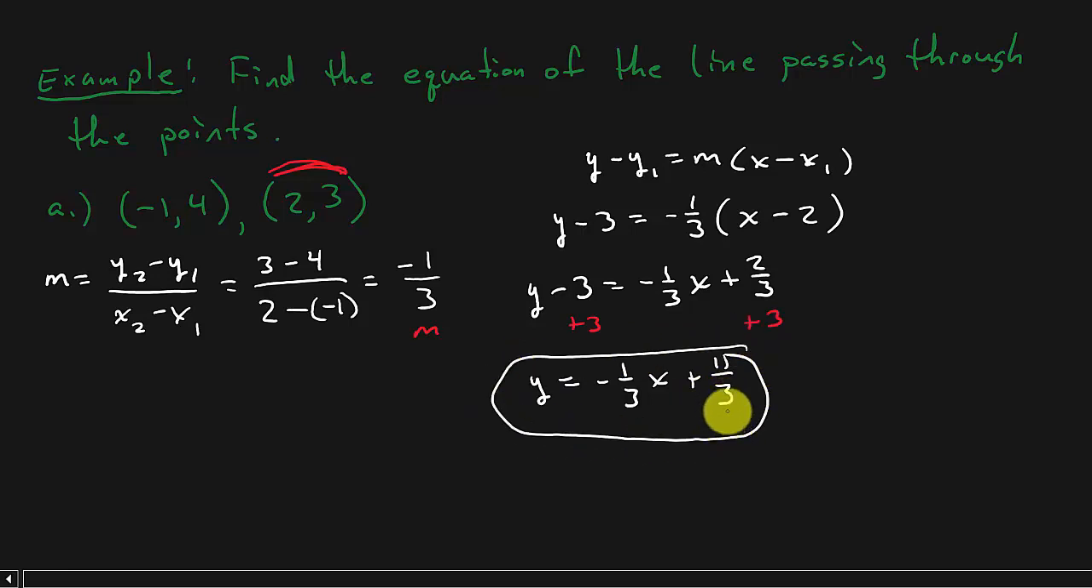So a lot of times I get the question, how did you get 11/3? I just did the 2/3 plus 3. So if you do 2/3 plus 3, that's 3 over 1. You get a common denominator of 3, that's 2, and that would be 9. So there's your 11/3. All right.